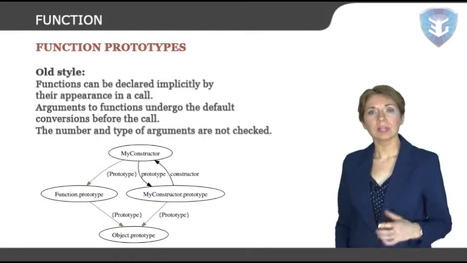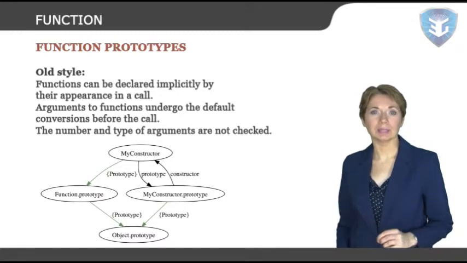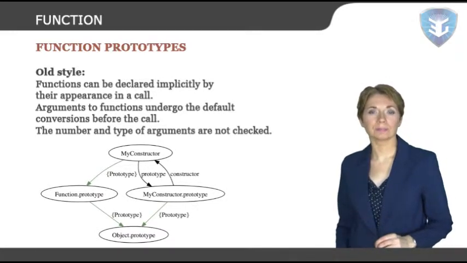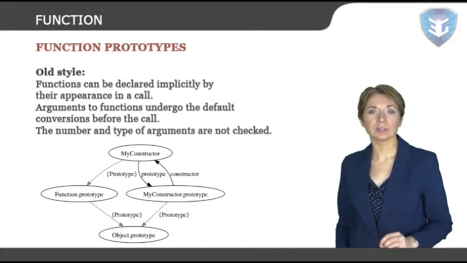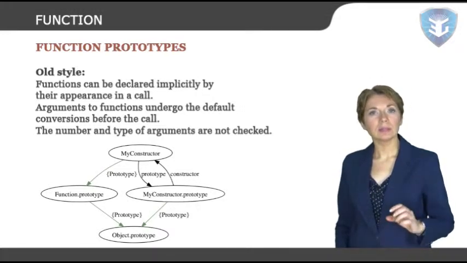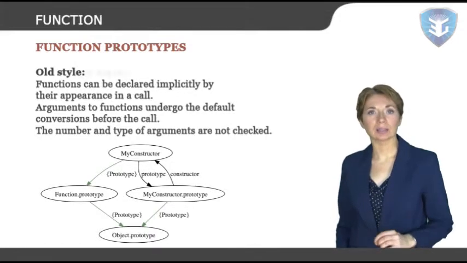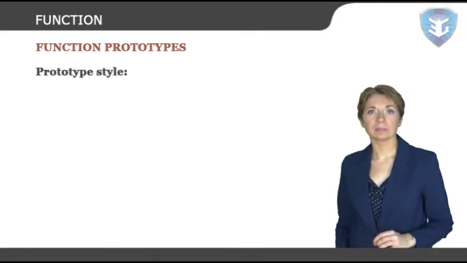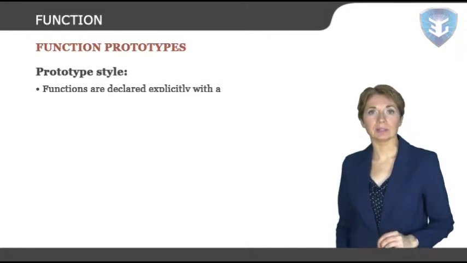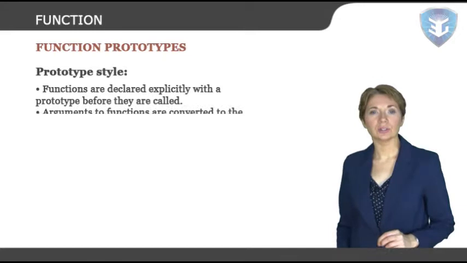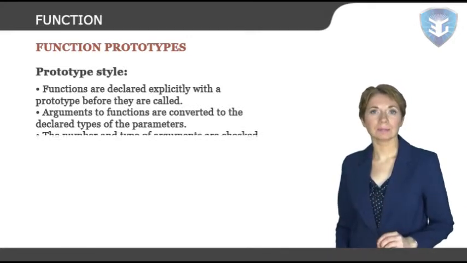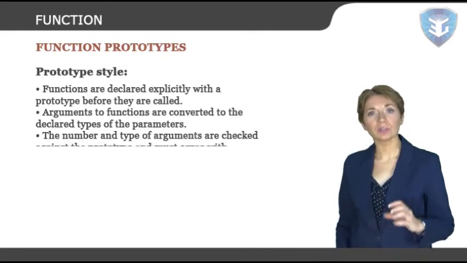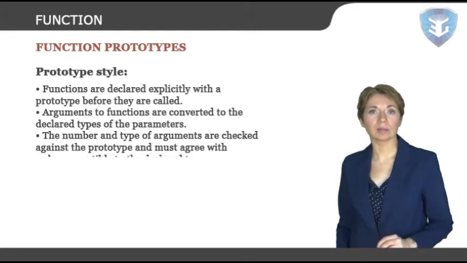Old style. Functions can be declared implicitly by their appearance in a call. Arguments to functions undergo the default conversions before the call. The number and type of arguments are not checked. Prototype style. Functions are declared explicitly with a prototype before they are called. Multiple declarations must be compatible. Parameter types must agree exactly. Arguments to functions are converted to the declared types of the parameters.